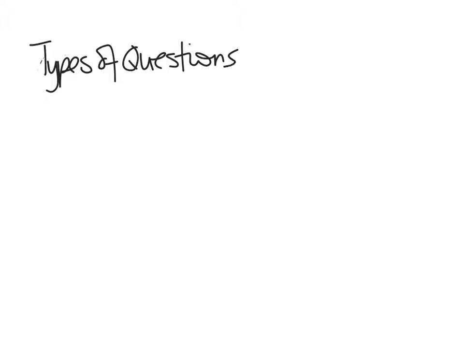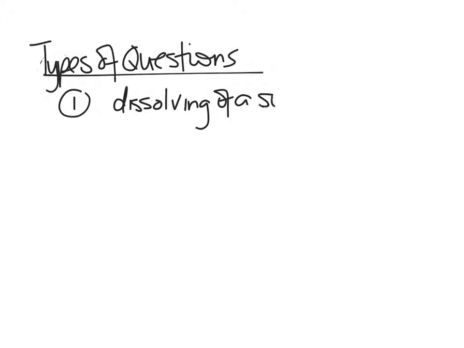So, types of calorimetry questions. Let's go simple. Dissolving of a solid in water. In this case, what are we going to be taking the temperature of? The water. So the water will be our surroundings. What will be the system? The solid.